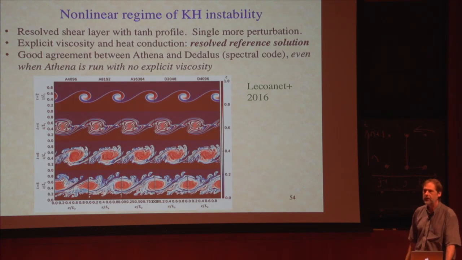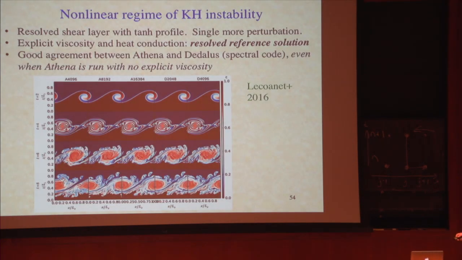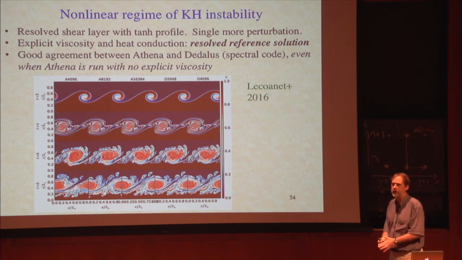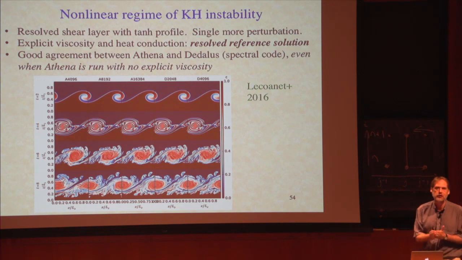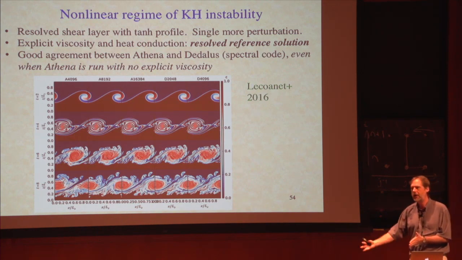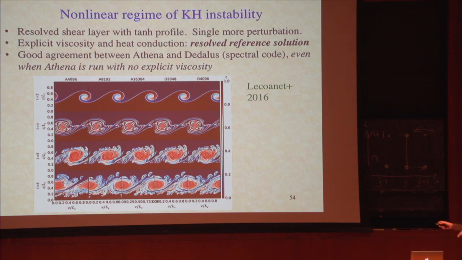And then finally, KH instability is another very, very good test. A recent paper by Lecoanet et al. has been very useful because it provides a resolved reference solution computed with explicit dissipation using a spectral method. So it's sort of the absolute right answer. There's no debate about what the nonlinear evolution of the KH instability will be for those parameter values. And then you can test against that reference solution. You can try running a different code. Here's Athena running against Dedalus. A is Athena, D is Dedalus at different resolutions, and you can see whether or not Athena and Dedalus agree.